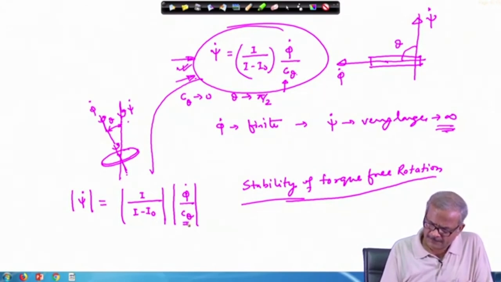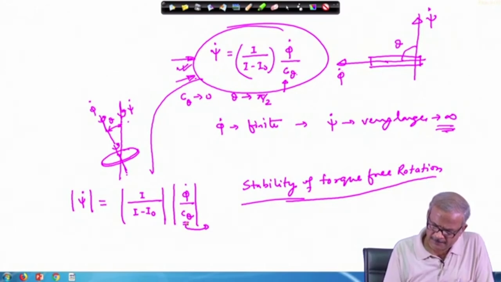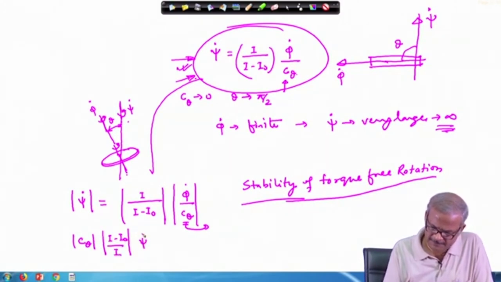Now, this quantity, what we will do is bring this whole thing on this side. So, maybe c theta is written here, and I minus I 0 divided by I is written here in this place, and psi dot magnitude equal to phi dot magnitude.